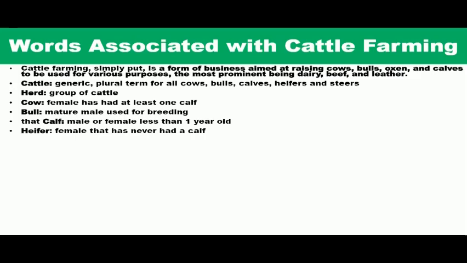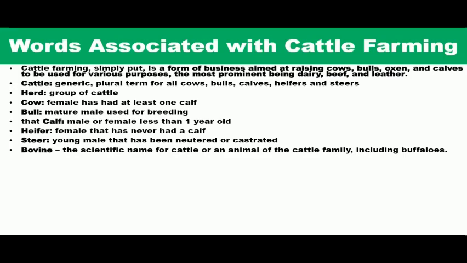Then alpha refers to the female that has never had a calf, all right? And then stare refers to the young male that has been neutered or castrated, all right? Bovine is the scientific name for cattle or an animal of the cattle family, including buffaloes. All of them can be called bovine, okay? Bovine. That's the scientific name.